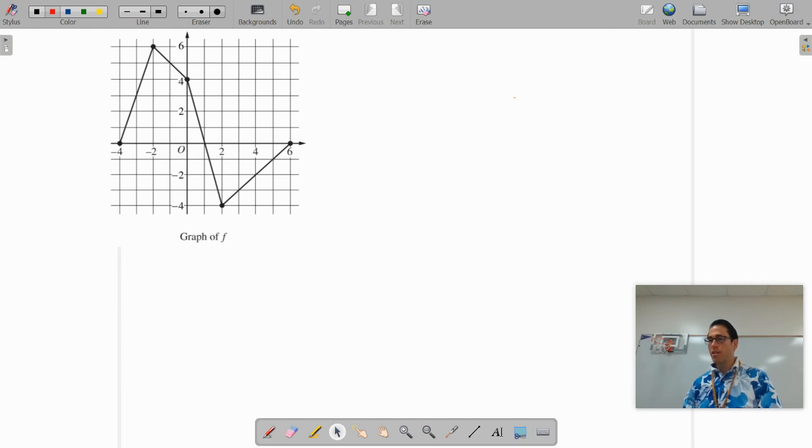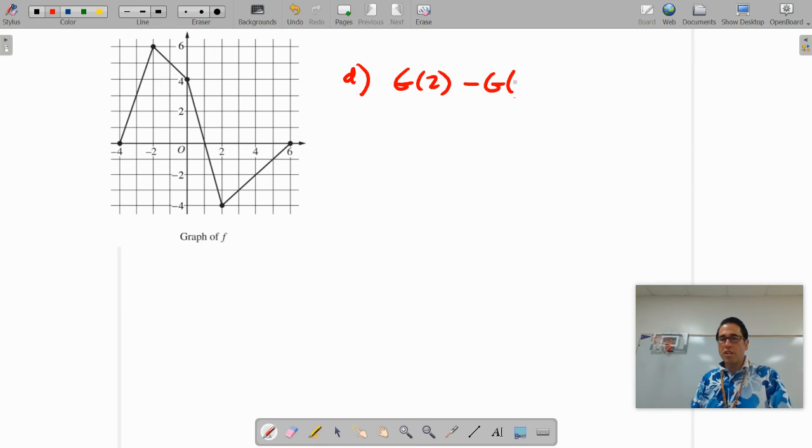So this one, oh sweet, it's asking me for the mean value theorem. This is the one we knew there was going to be a theorem somewhere. And they ask you to find the average rate of change of G from negative 4 to 2. So that's just G of 2 minus G of negative 4 all over 2 minus negative 4.